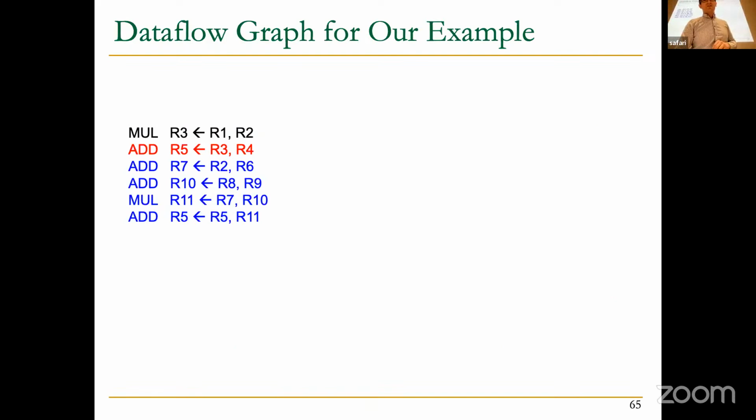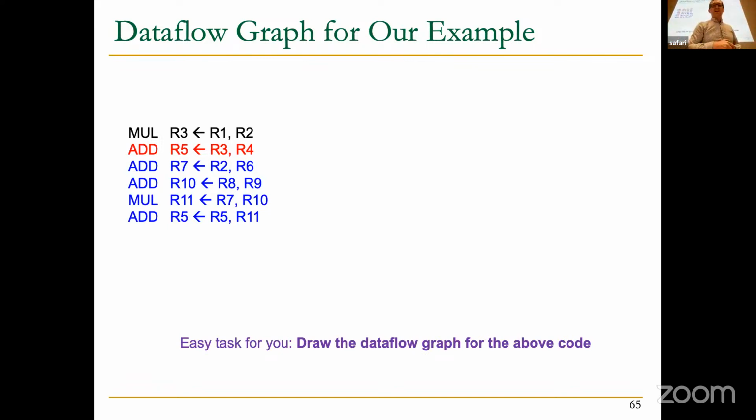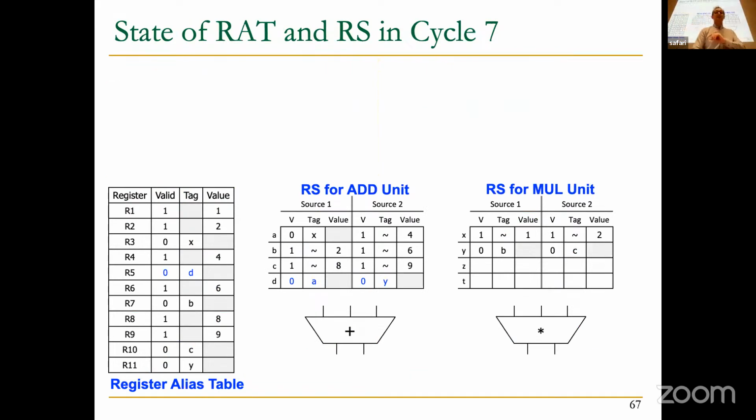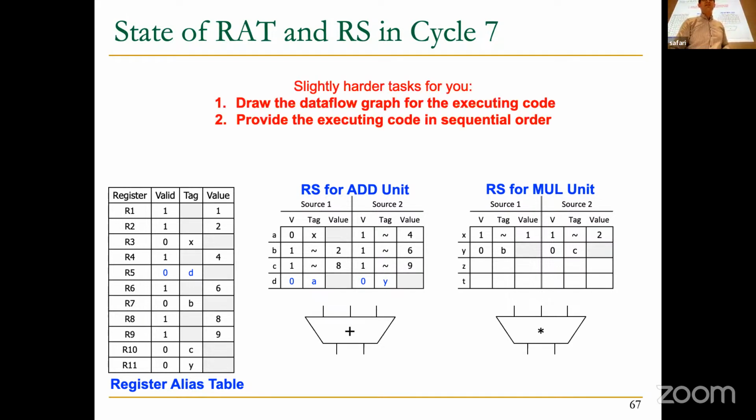Okay, so basically, this is our example. You can draw the data flow graph of this above code clearly, right? But when we come back from the break, I'm going to give you just this picture. We actually constructed this picture earlier, this is at the end of cycle 7, when we did the simulation. By just looking at this, you can construct a data flow graph.